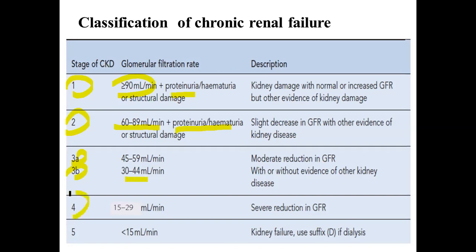In the advanced stage, like stage four, the GFR is between 15 to 29 ml per minute, and if the patient is having stage five, those are end-stage renal diseases. That means the kidney is no longer working. If the GFR is less than 15 ml per minute, it gives you an idea that the kidney is no longer working. We call it kidney failure, or they use the suffix D because the patient is supposed to be on dialysis. That is the recommendation. So this is the standard classification of chronic renal failure.